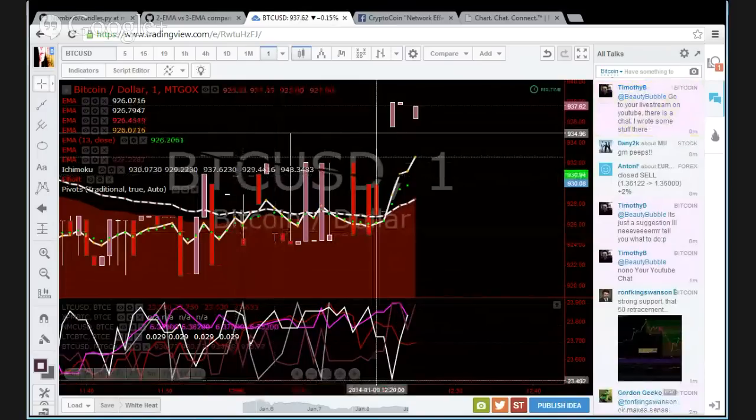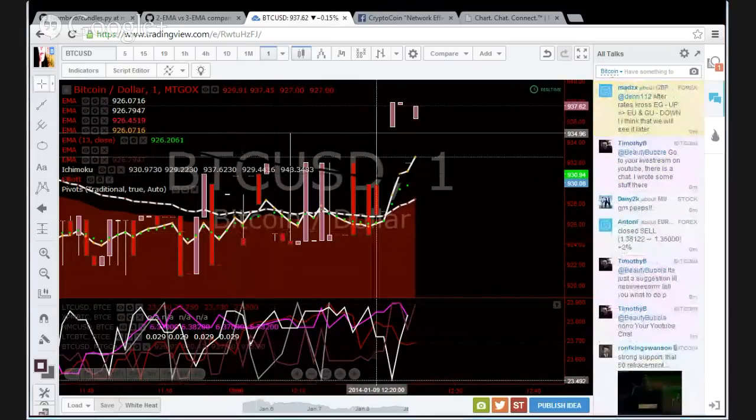We're going to go long on the Billy Go-Go trade at 9:30.77 long on the BTC USD Mt. Gox pair. Okay, that's our Billy Go-Go trade.